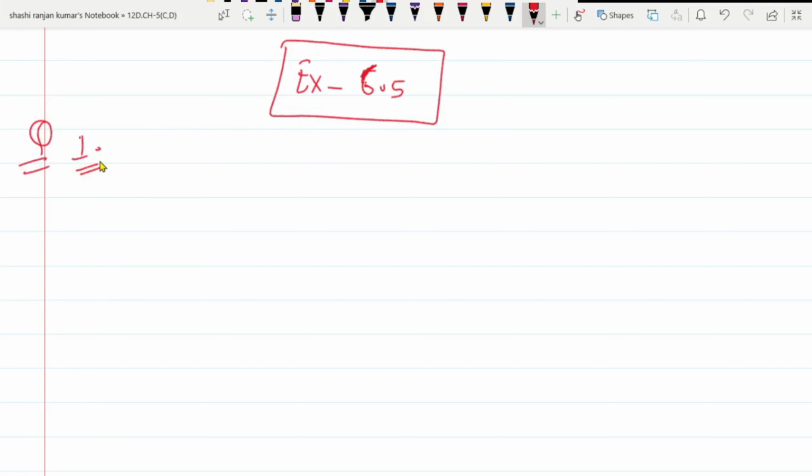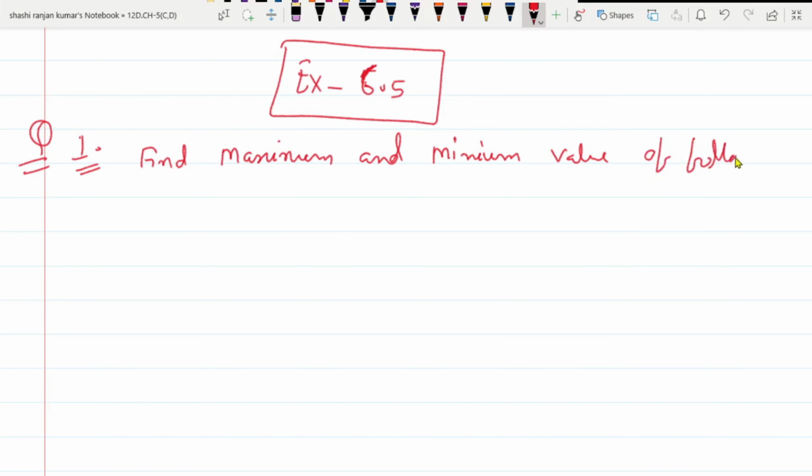It says find the maximum and minimum value. It's talking about the maximum and minimum value. The question is: find the maximum and minimum value of the following function given by. Let me take the first one here, how we have to do it.